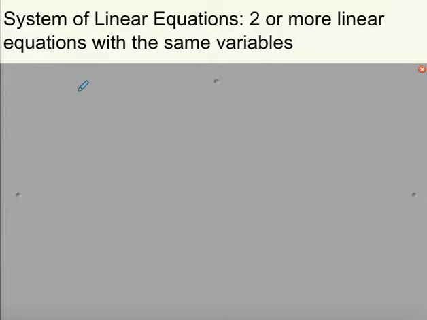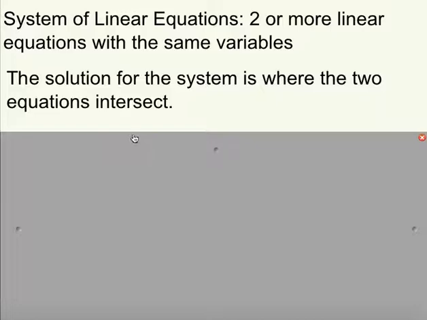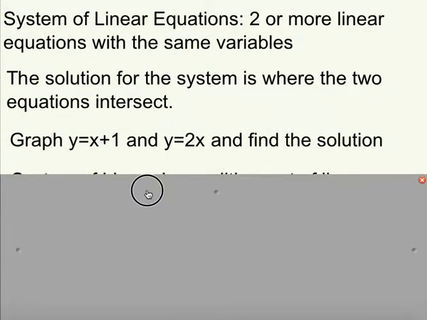So a system of linear equations is two or more linear equations with the same variables. That's what we've looked at before, and we could have them intersecting, parallel, or even the same line. Now the solution for the system is where the two equations intersect. So if we had these two and we wanted to find the solution, we would graph both of them, and of course they're in slope-intercept form.